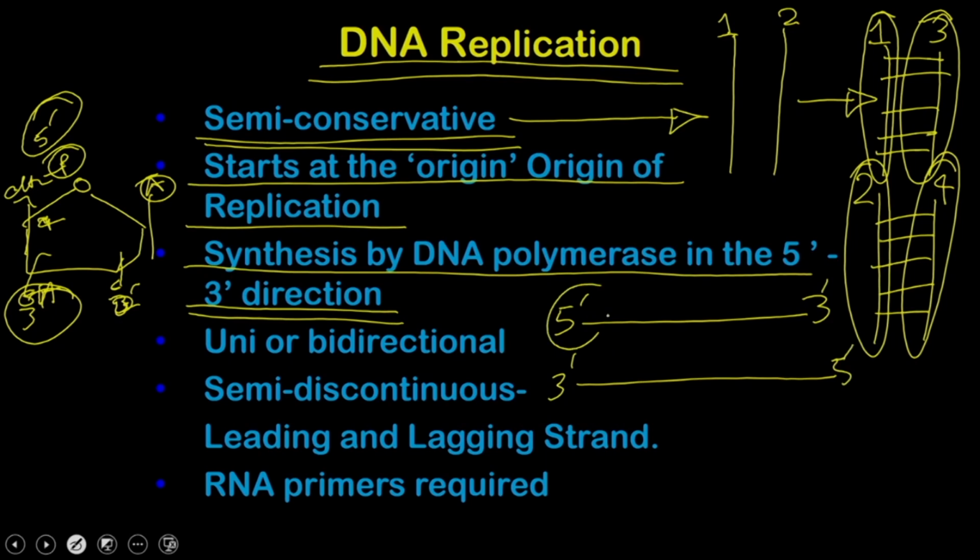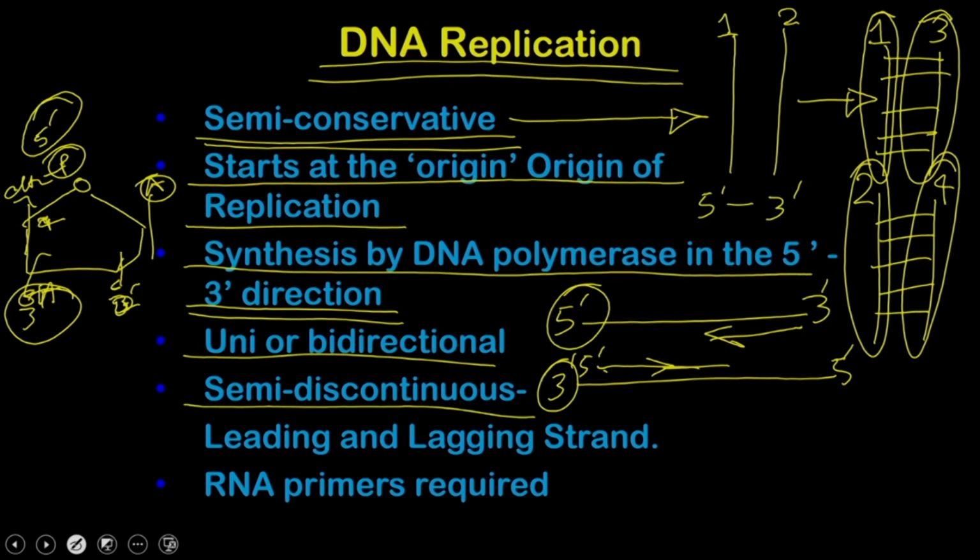So, DNA synthesis always occurs in a direction which is called 5 prime to 3 prime, which means it is going to start the synthesis on the strand which has the 3 prime end, and that is how it is going to synthesize in this direction. It could be unidirectional or bidirectional, which means it can be in this direction, or it can be in both directions simultaneously.